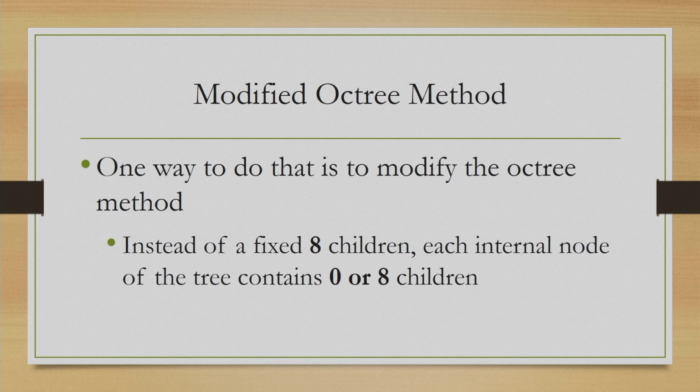How can we do that? One way is to modify the octree method. Earlier we had a fixed 8 children for each node, because we were dividing the region into 8 subregions irrespective of the property of the region. Now, what can we do?